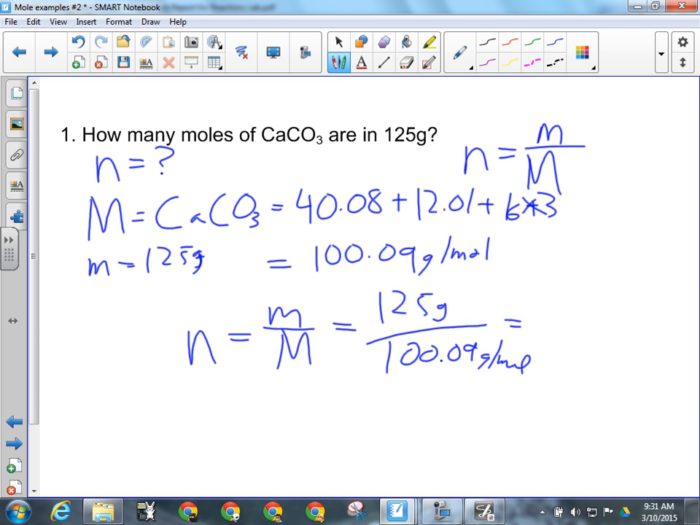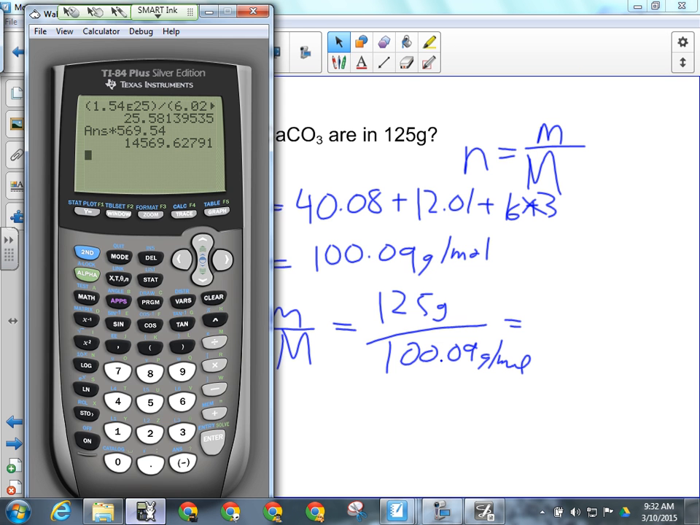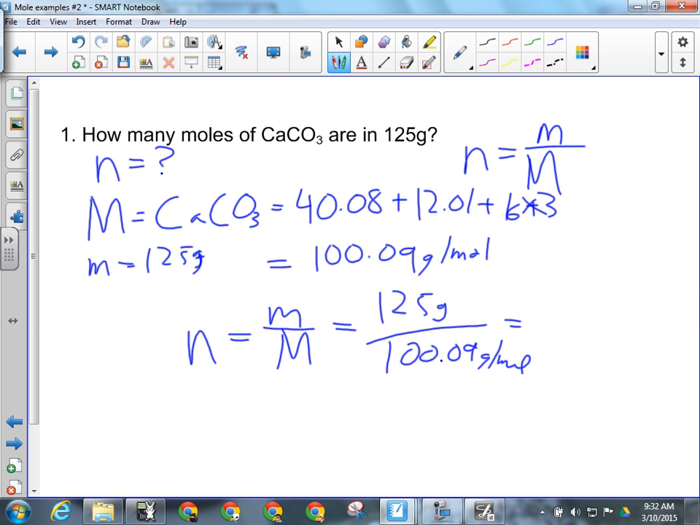Okay, and you don't have to write the units in when you plug in the numbers. I just do out of habit. Okay, so we got 125 divided by 100.09. And it didn't get the divide. All right, so we're looking at 1.25 what? What are my units here? Moles. Right? n is the number of moles. I hope my units are moles.